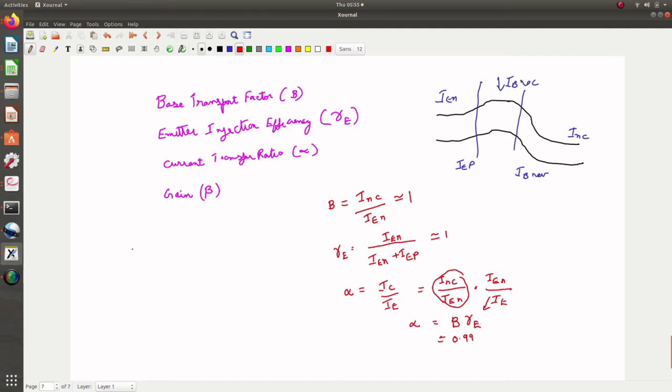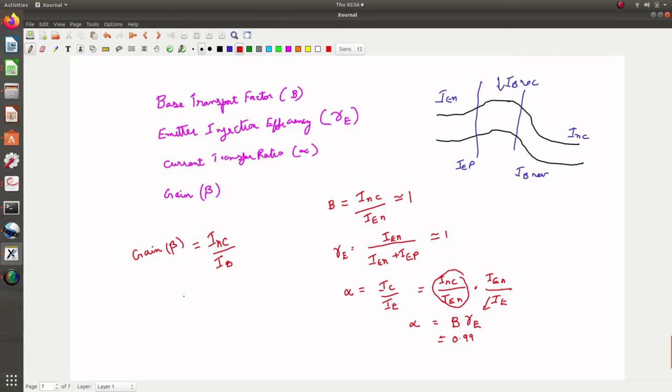Now, the remaining term is the gain beta. The gain of any device is the ratio between output and input. Here the output is the collector current and we are controlling the collector current using the base current. So beta is IC by IB. Since here the IC is INC, we have written INC by IB.